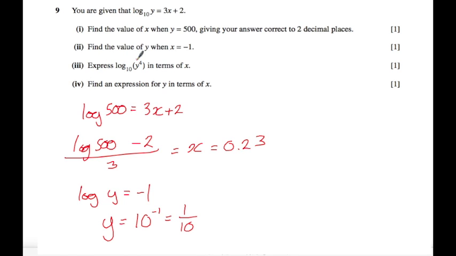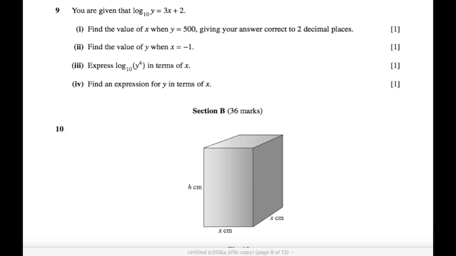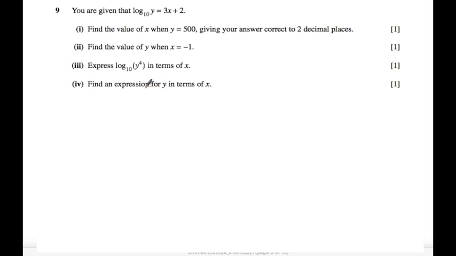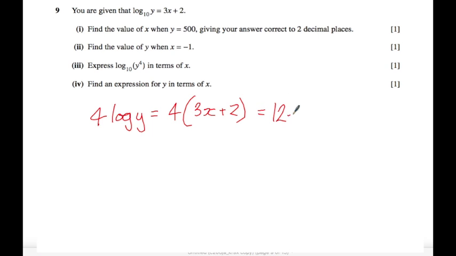Alright, express log y to the 4 in terms of x. So log y to the 4 is the same as 4 log y. Now we know that log y is 3x plus 2, so this is going to be the same as 4 lots of 3x plus 2. So we've just had to apply that log rule there, so we get 12x plus 8.